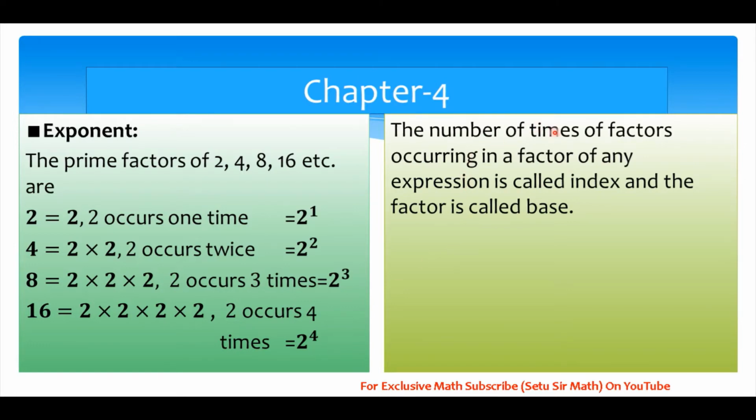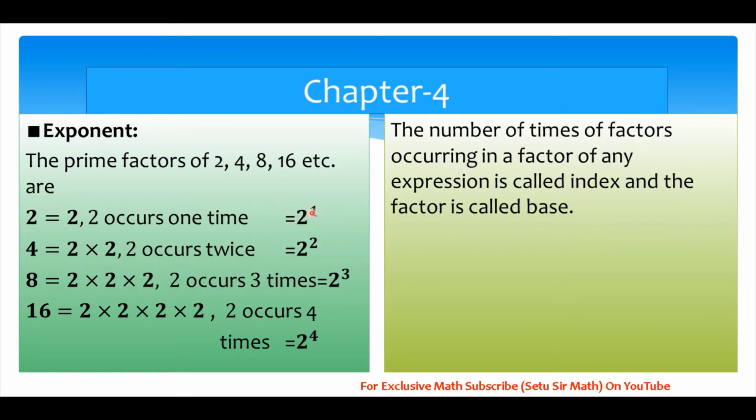Okay, so the number of times of factors occurring in a factor of any expression is called index, and the factor is called base. You can see like this: 2 occurs 1 time, 2 occurs 2 times, 2 occurs 3 times, 2 occurs 4 times, is called index. That means this occurring time is called index and the factor is called base.